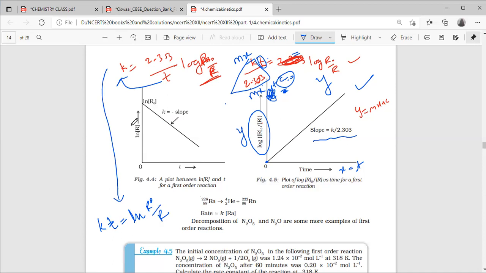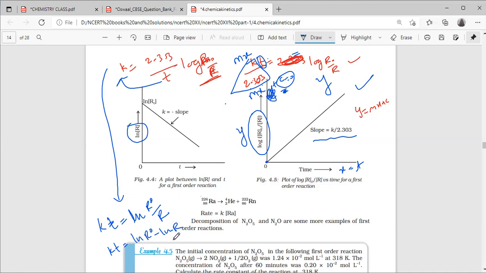But I want here only ln r, right? Log a by b equals, what is the formula? Log a minus log b. So kt I am writing as it is. Kt equals ln r naught minus ln r.